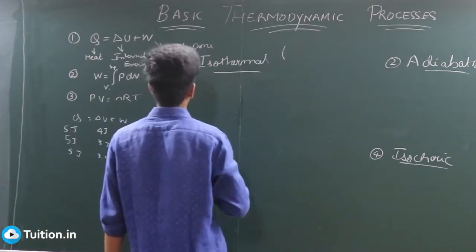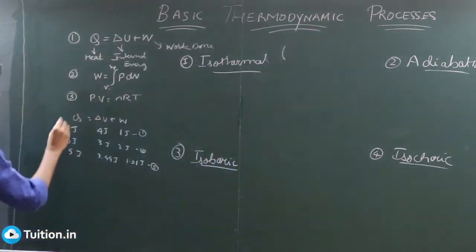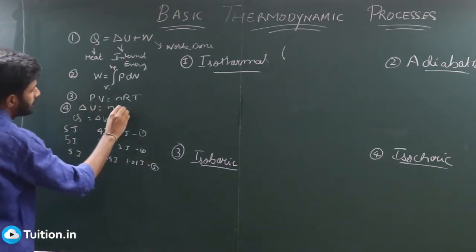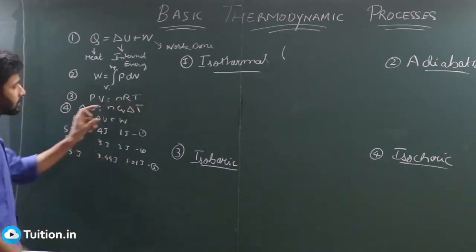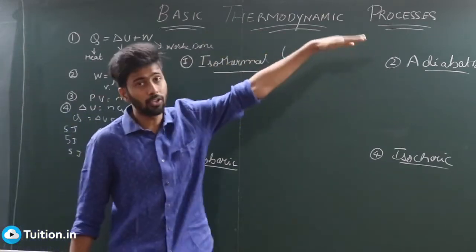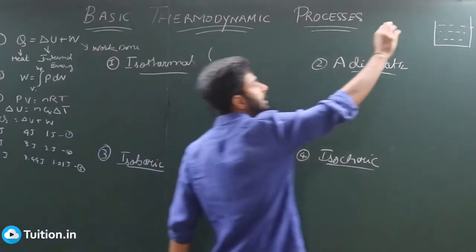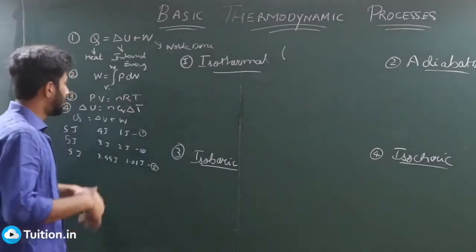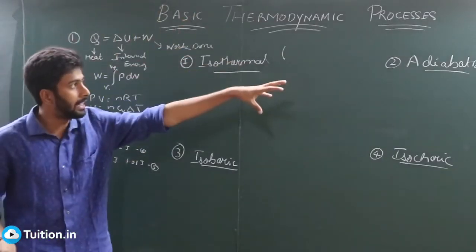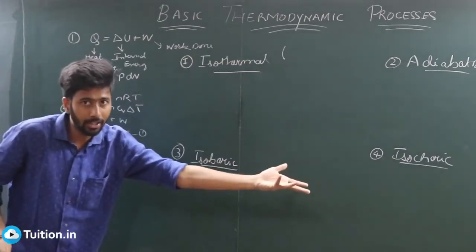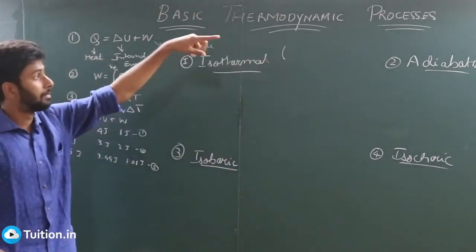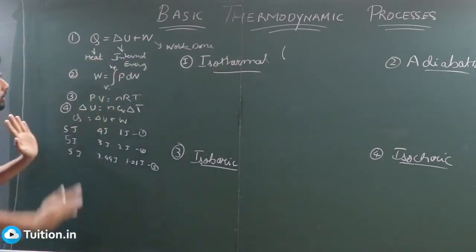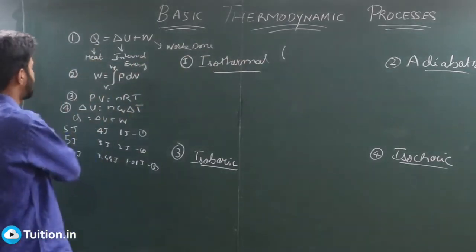By the way, there's one more equation that we're going to use, I forgot to write that: ΔU = nCvΔT, where Cv is the heat capacity of the gas at constant volume. That means if I close the container and see how much of whatever heat I give is converted into internal energy, the heat capacity involved in that process is nothing but your Cv. So ΔU = nCvΔT. That's the formula that we're going to use.